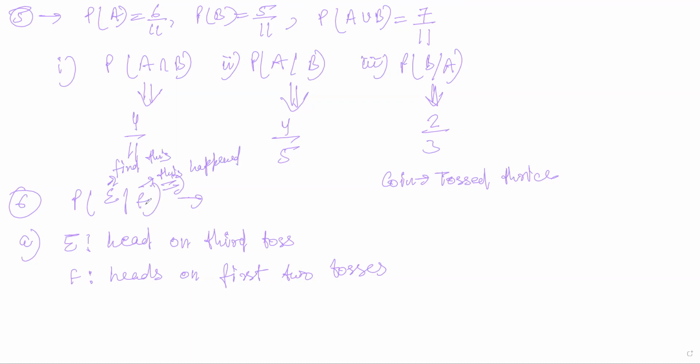In every case, if you ask me P(A given B), what is the event that has happened here? B. This is the event that has already happened. So whatever event has already happened will govern the whole question now. That is the main condition. Like in this case, F has already happened, it means heads on first two tosses. We do have heads on first two tosses.